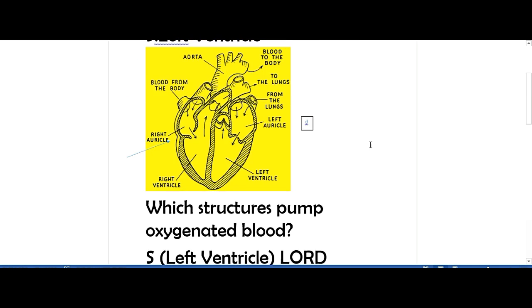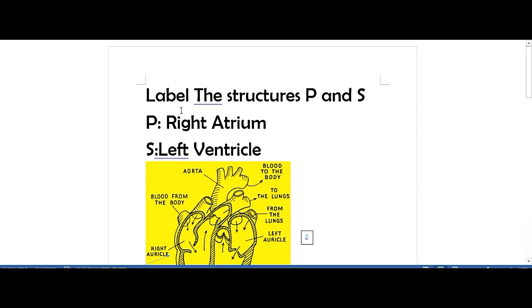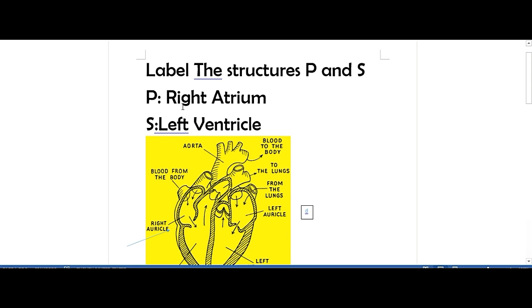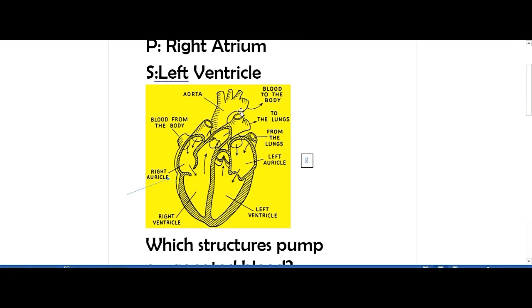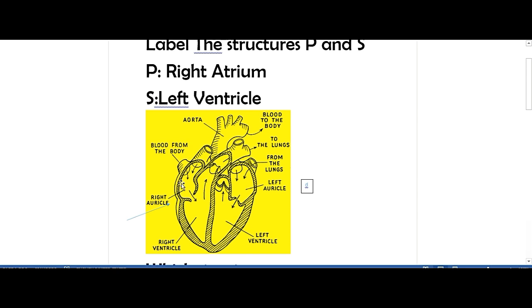Alright, question 3A. It asks you to label the parts P and S. Part P is the right atrium, which is technically on the left side of the diagram, and this is the right side and left side. The right atrium is located right over here, on top of the ventricle.